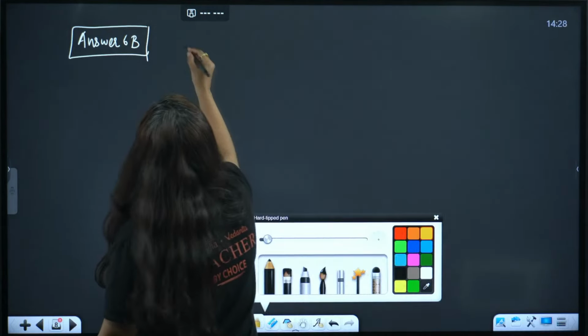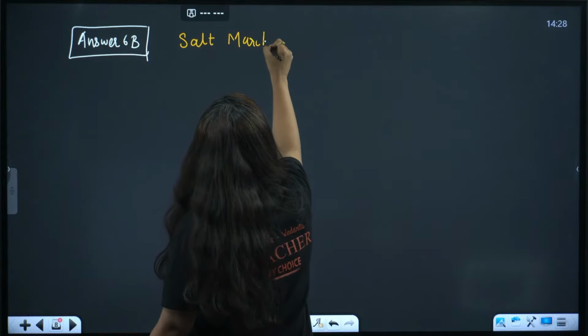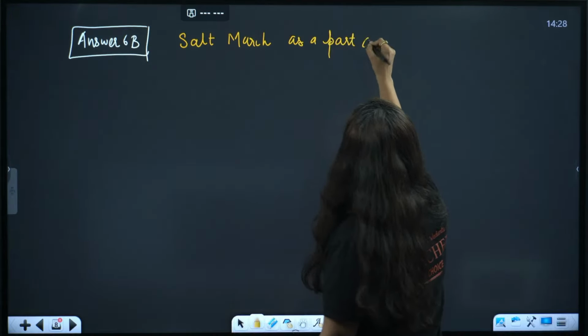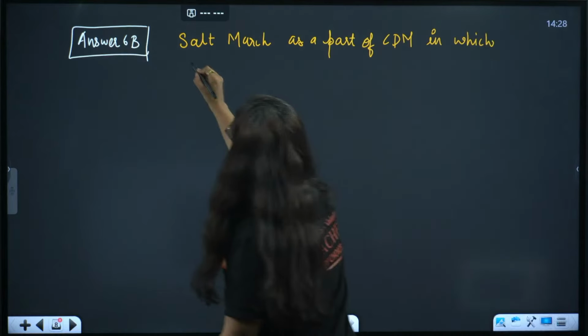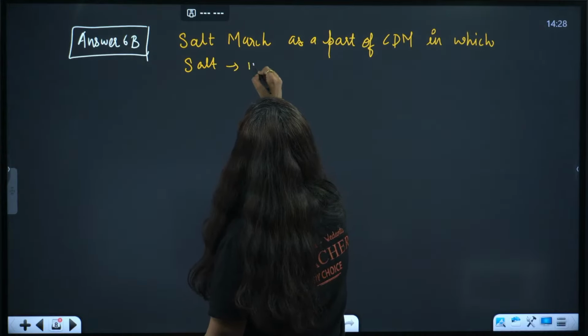The Salt March is a part of which movement? The Civil Disobedience Movement, in which salt was chosen as a means of effective resistance. Why? Why do you think? Anyone out here who can tell me? As a means of effective resistance.